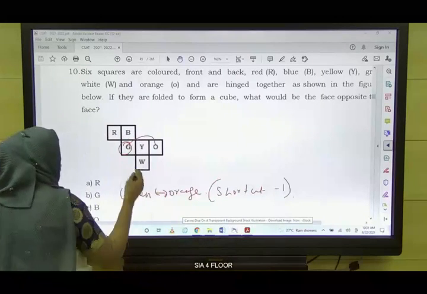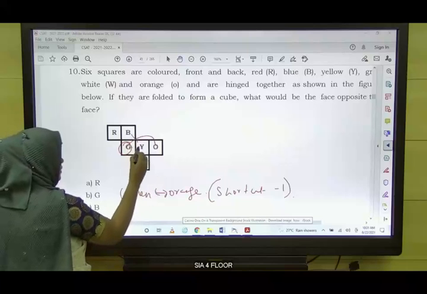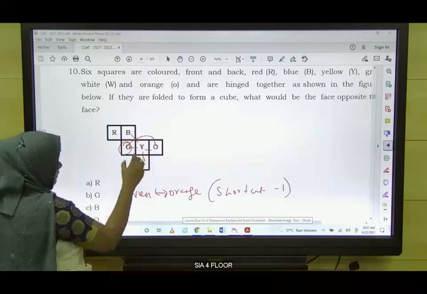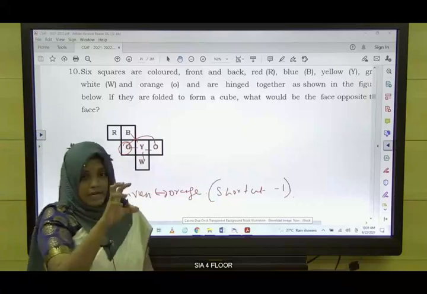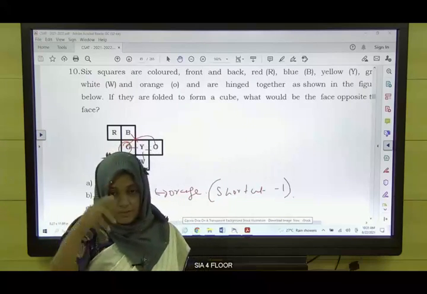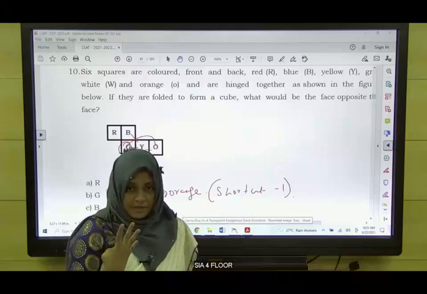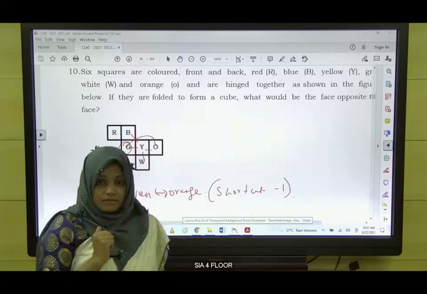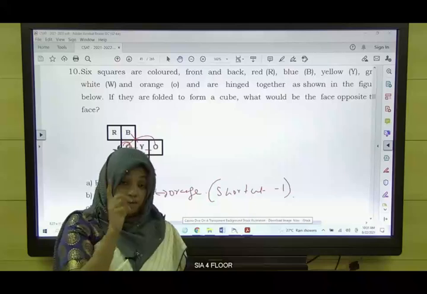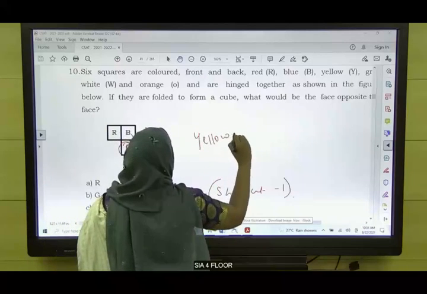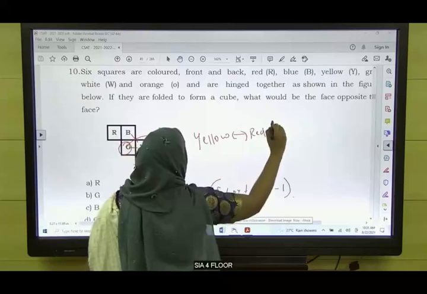And here, okay. Now yellow is connected with most of the sides. You always have to look at which one is the center, so that you can see the connection with most of the sides. Okay, so yellow is connected with 4 faces. What does that mean? Yellow is not connected only with one face, which is red. Okay, yellow is not connected to red.